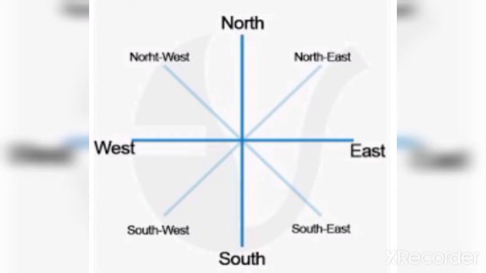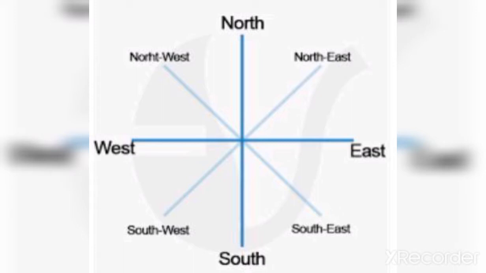Look at the map. These are north, south, east and west. We can also mark subdivisions on a map. Between the north and the east lies the northeast. Between the north and the west lies the northwest. Between the south and the east lies the southeast. Between the south and the west lies the southwest. All maps follow the same method to show directions.